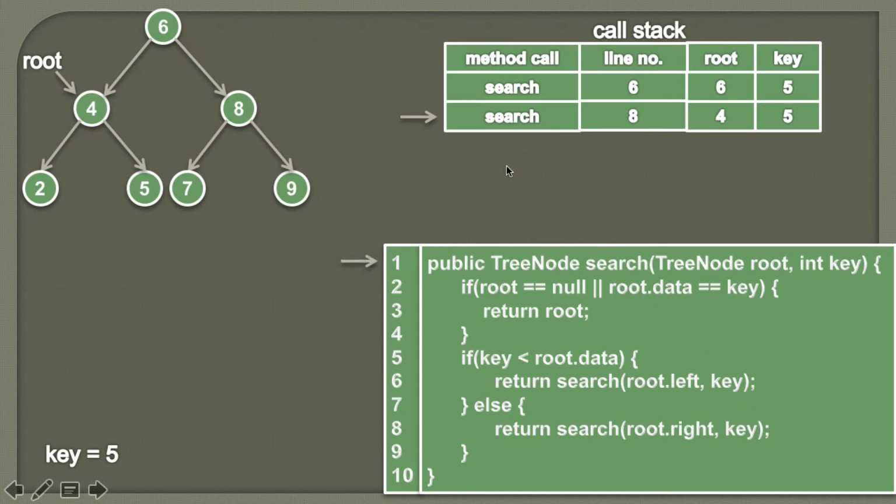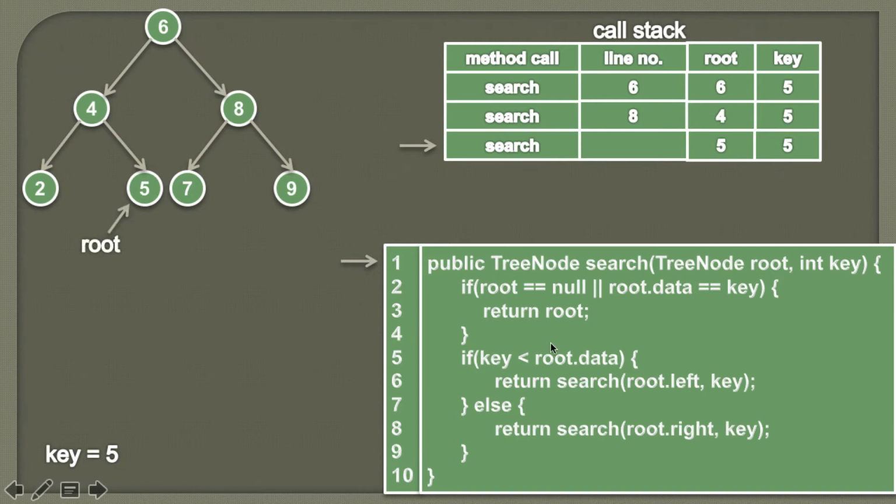On the call stack there would be one more search method, and as we are calling it by root.right, we know that root.right is nothing but the node having data as 5. So here root is 5. So root will now point to 5. Then we'll check whether root is equal to null. So here you can see root is pointing to the node having data as 5. Therefore it's not equal to null.